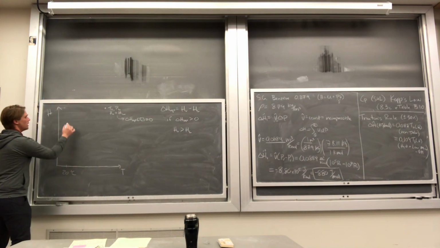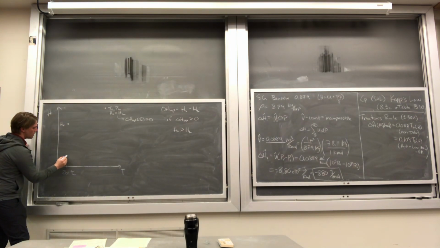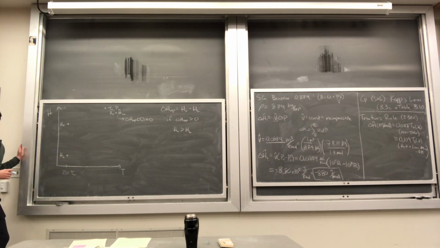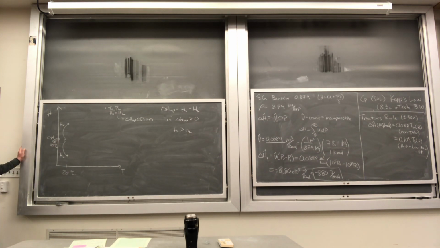So that would mean that I could draw one point here, and let's say this is the enthalpy of the vapor at 20 degrees, and one point down here is the enthalpy of the liquid at 20 degrees. The difference between these two points is the delta H of vaporization at 20 degrees C. Does that make sense?